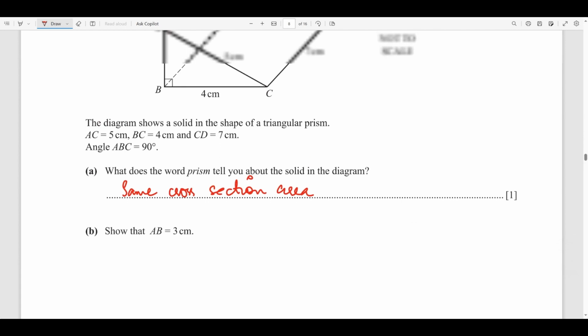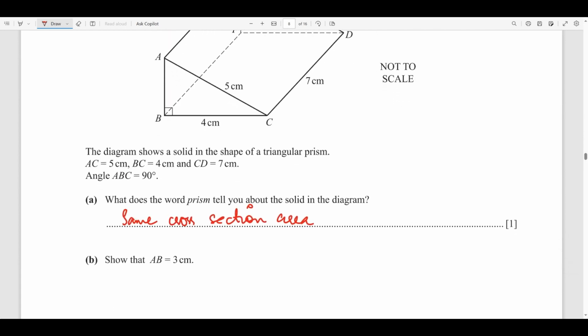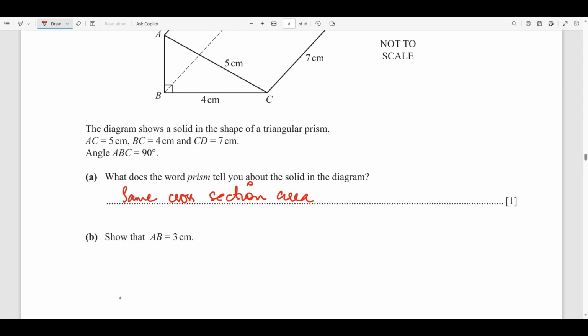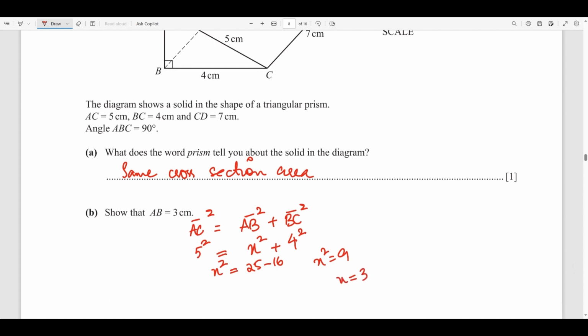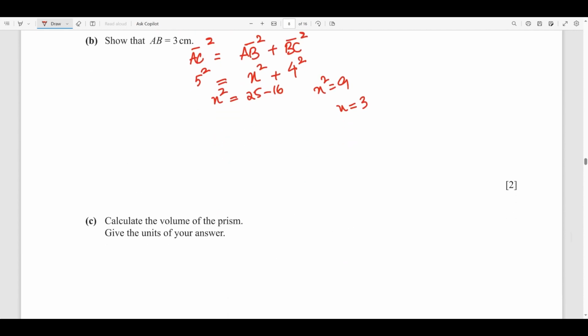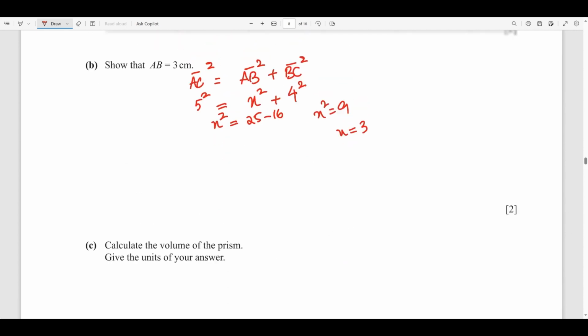Okay, show that AB is 3. So AB is 3 by Pythagoras theorem. AC squared is equal to AB squared plus BC squared. So AC is 5 squared, AB is unknown, and BC is 4. So 25 minus 16 is 9 and AB is 3. So we've shown it.